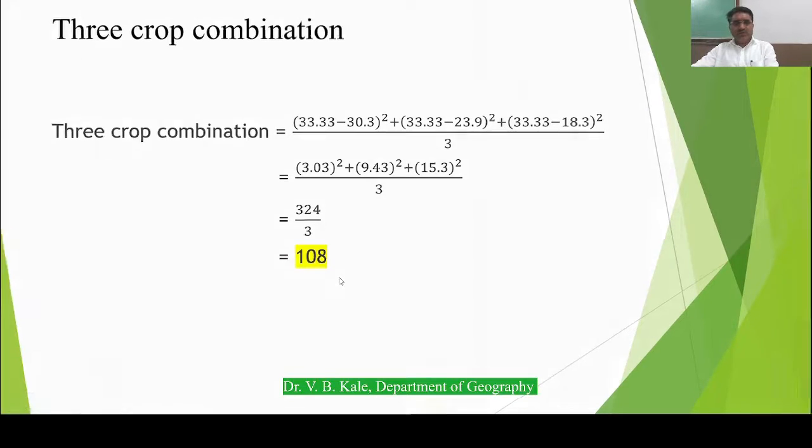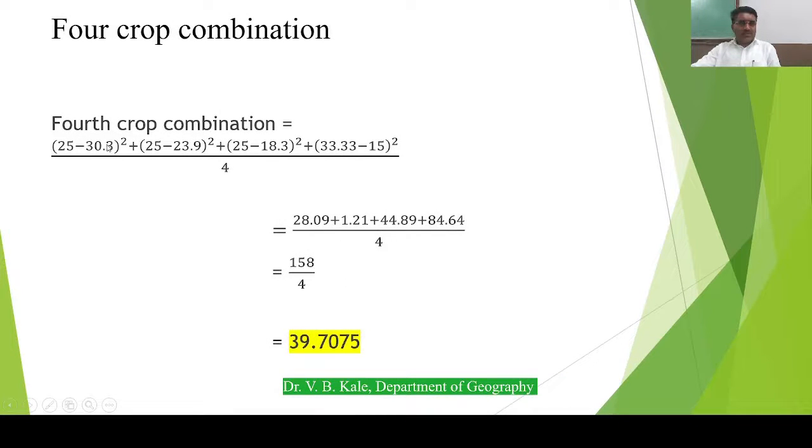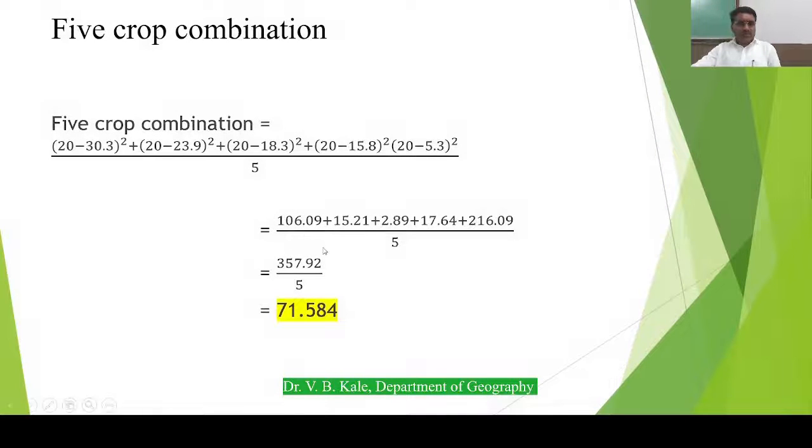We got 108 as the calculation. Four crop combination, similarly 25 over here and 30.3 square according to the first crop, second crop, third crop and fourth crop, because we are calculating fourth crop combination, and the calculation is 39.7075. Okay. Next is five crop combination. Again similarly 20 minus 30.3 square, and we got the calculation 71.584.